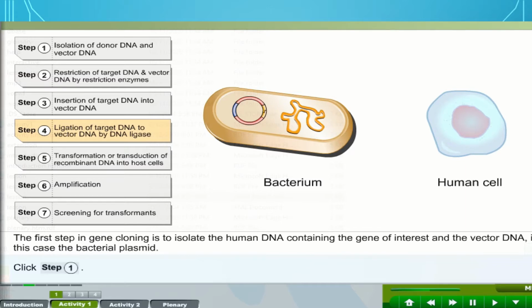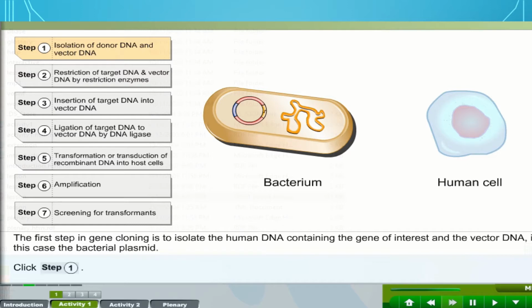Okay, these are the basic steps of gene cloning. So there are 7 steps. The first one is isolation of donor DNA and vector DNA. The second one is restriction of target DNA and vector DNA by restriction enzyme. Okay, so the vector in this diagram is bacteria and the donor's DNA is from a human cell.